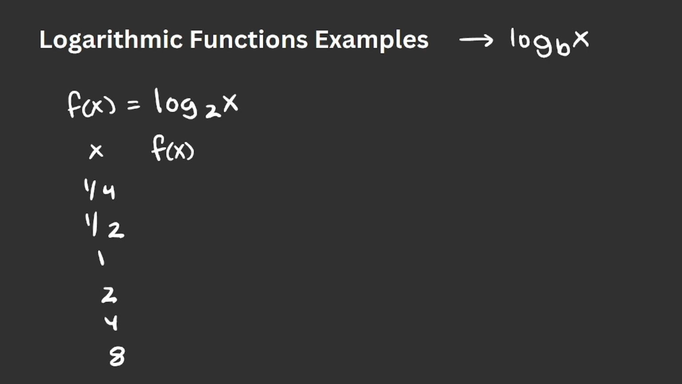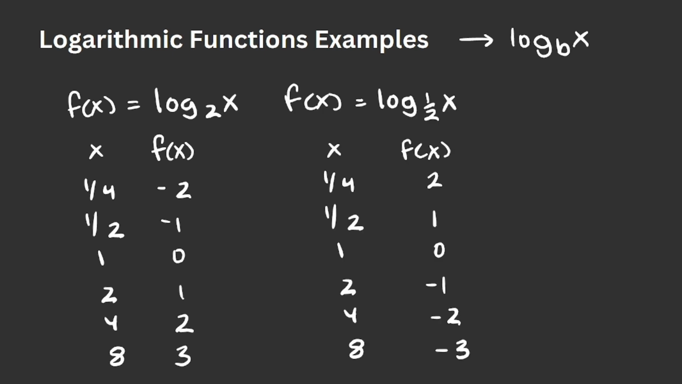So what that means is my first base is 2, so I would have to ask myself, what exponent does 2 have to be put to equal 1 over 4? And that would, of course, be 2 to the power of negative 2. And then I would keep going for 1 over 2. 2 to the power of negative 1 would equal 1 over 2. 2 to the power of 0, along with every other number, would equal 1. 2 to the power of 1 is equal to 2. 2 to the power of 2 is equal to 4. And 2 to the power of 3 is equal to 8.